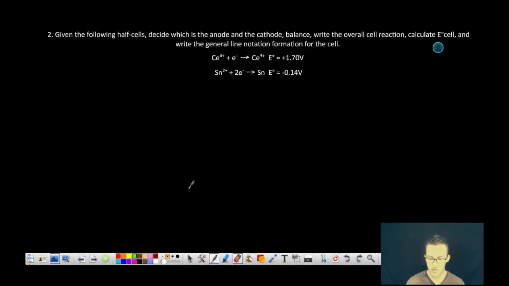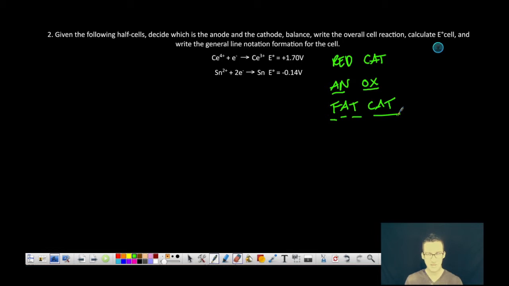Okay, problem number 2 here is going to give us a look at some of the big things that we are going to have to be able to do with galvanic cells. I'm going to just give myself a little reminder up here at the top. Red cat, an ox, and fat cat. Just some mnemonics I like to keep in my mind when I'm doing these problems with galvanic cells, to remind me that reduction occurs at the cathode, that the anode is where oxidation takes place, and that the flow of electrons is from the anode to the cathode. So just some things to keep in mind. I would encourage you to commit these mnemonics to memory. It will really help you when you're working with these galvanic cells.